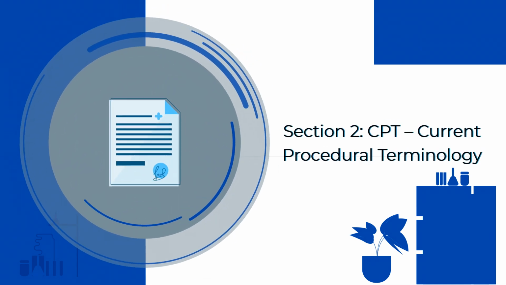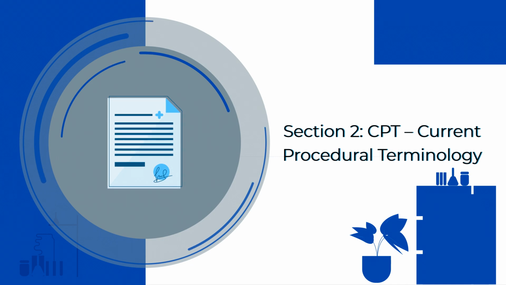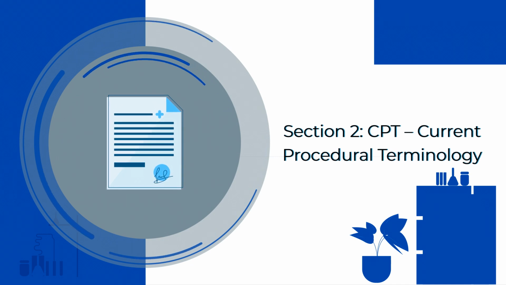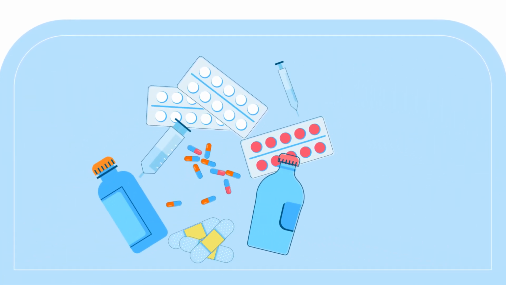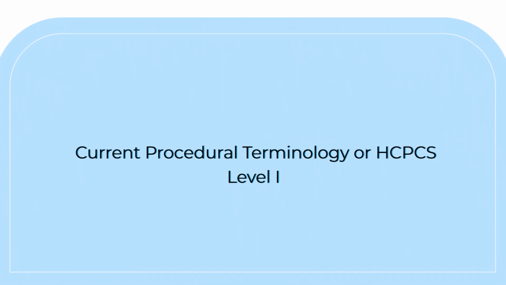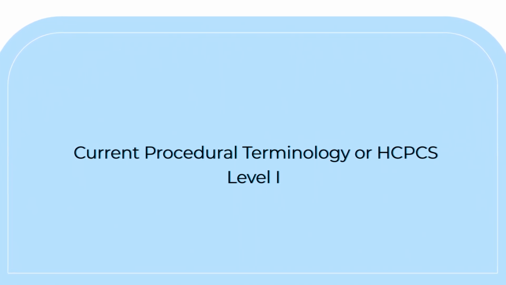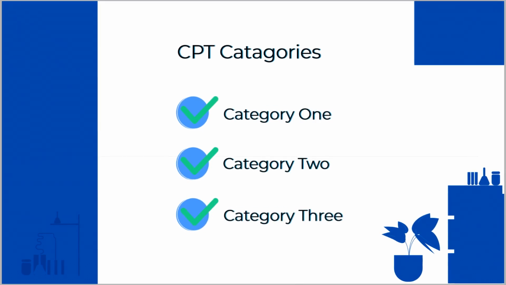Section 2. CPT, Current Procedural Terminology. Let's start with CPT, created and maintained by the American Medical Association. CPT is the foundation for coding medical procedures and services. It's also known as HCPCS Level I and is used across all payers: Medicare, Medicaid, and private insurers. CPT codes are divided into three categories.